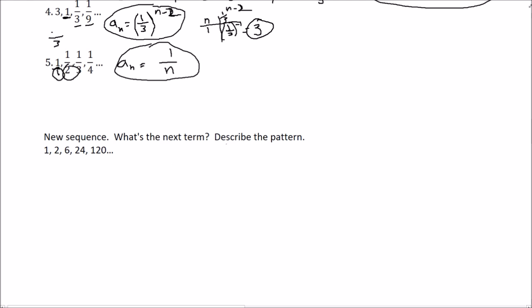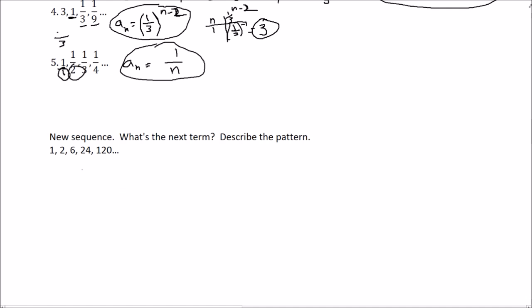What jumps out at me as we look for patterns here is that we have a multiplication by 2, and to get from 2 to 6, we have a multiplication by 3, and then a multiplication by 4, and then a multiplication by 5, which would lead us to believe the next thing would be a multiplication by 6. So 120 times 6 gives us 720.